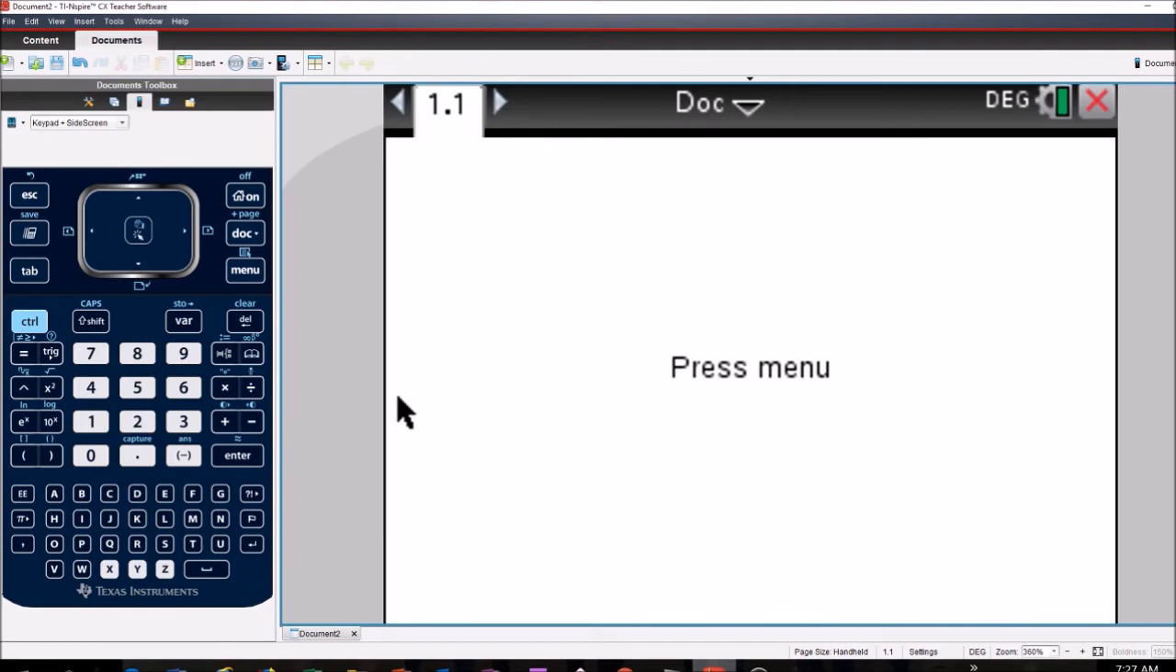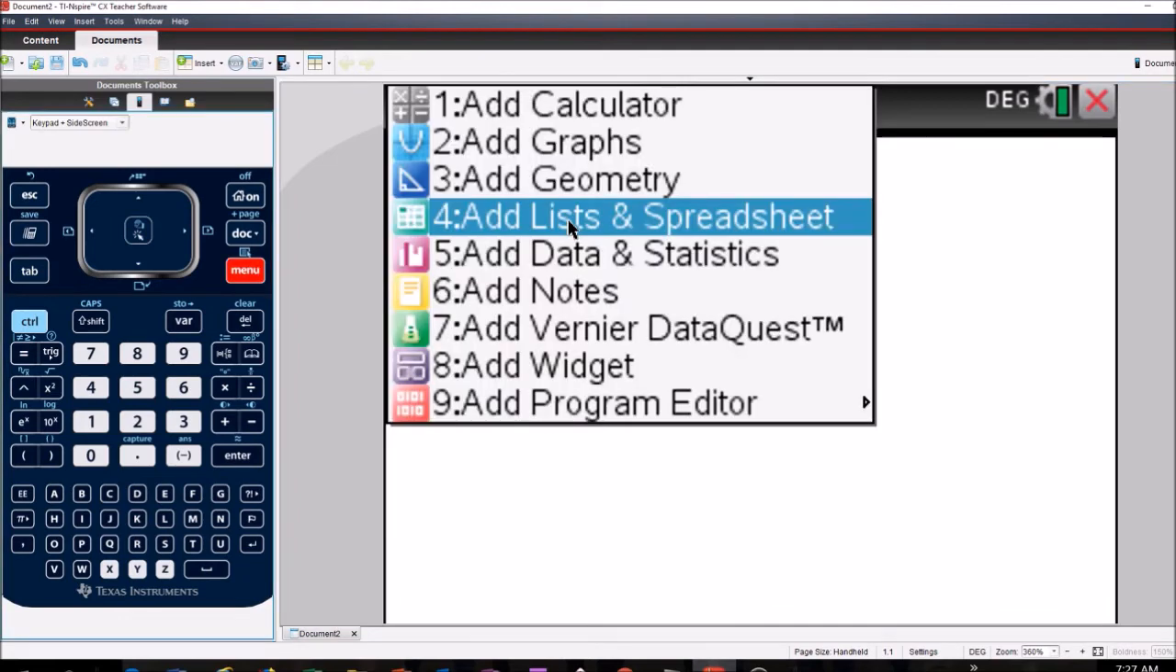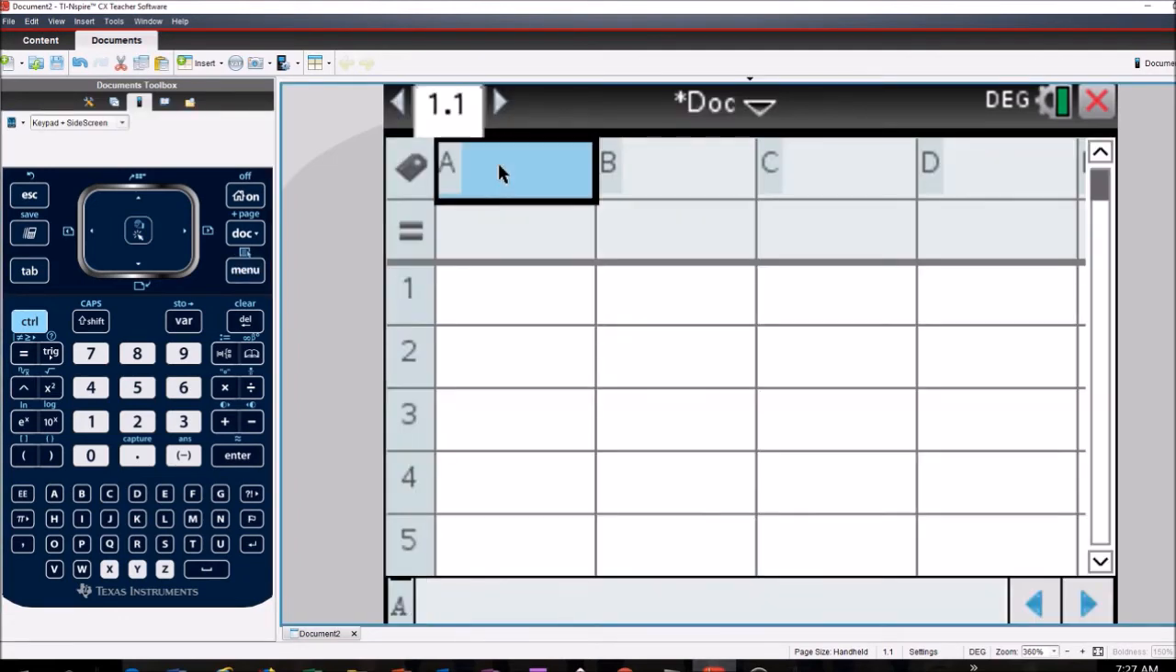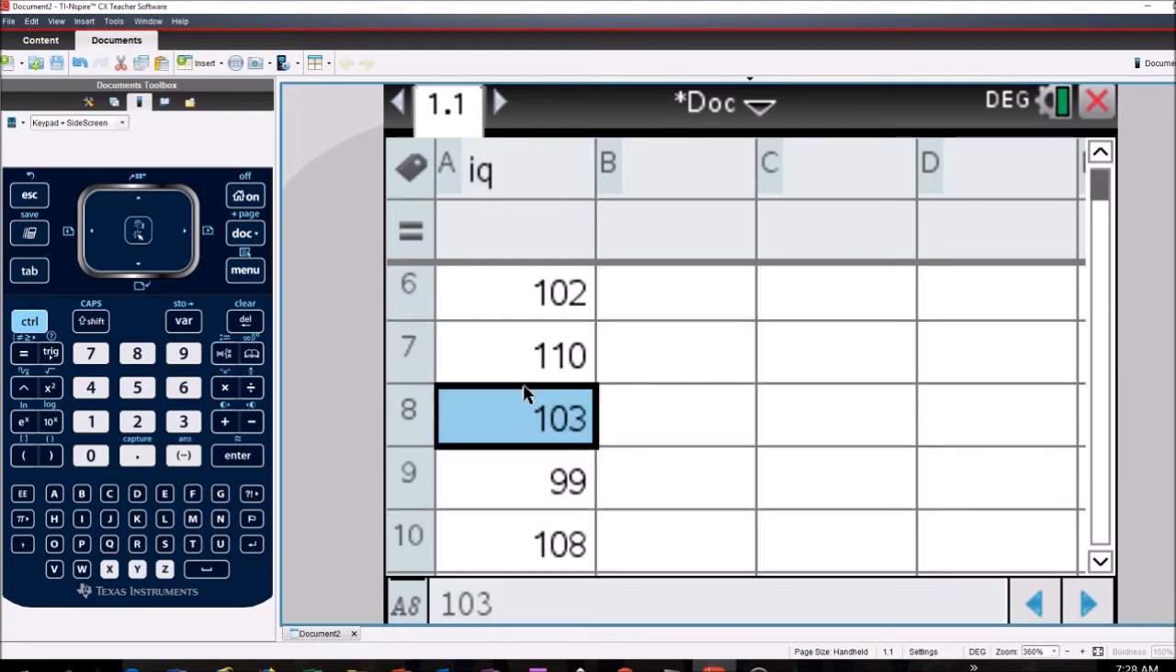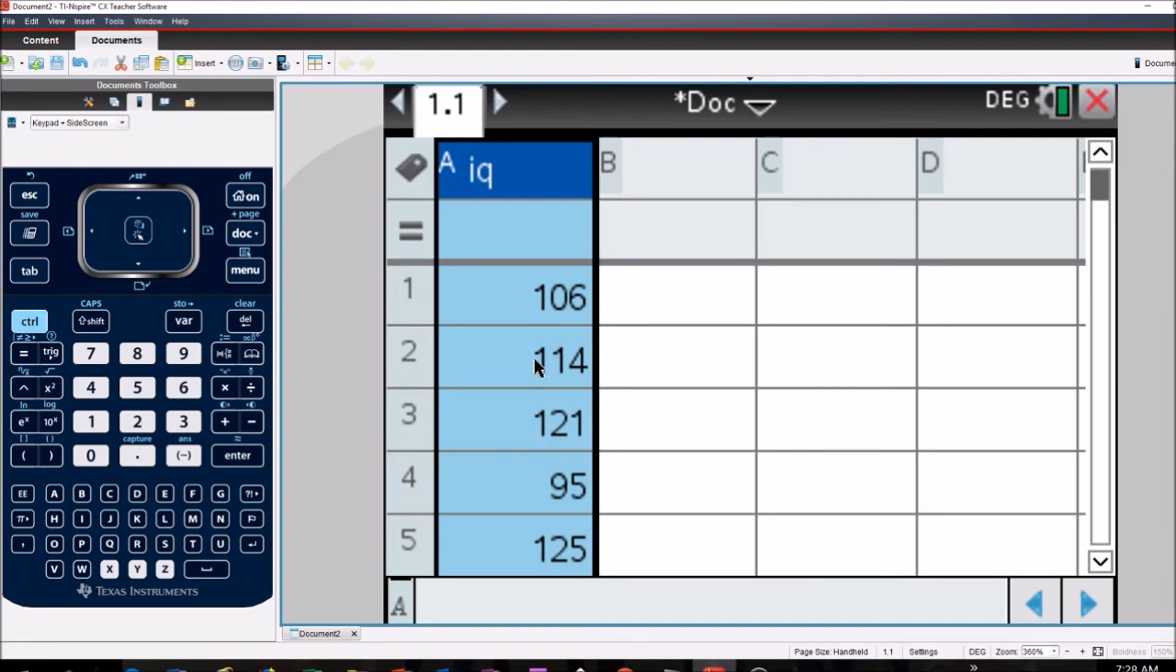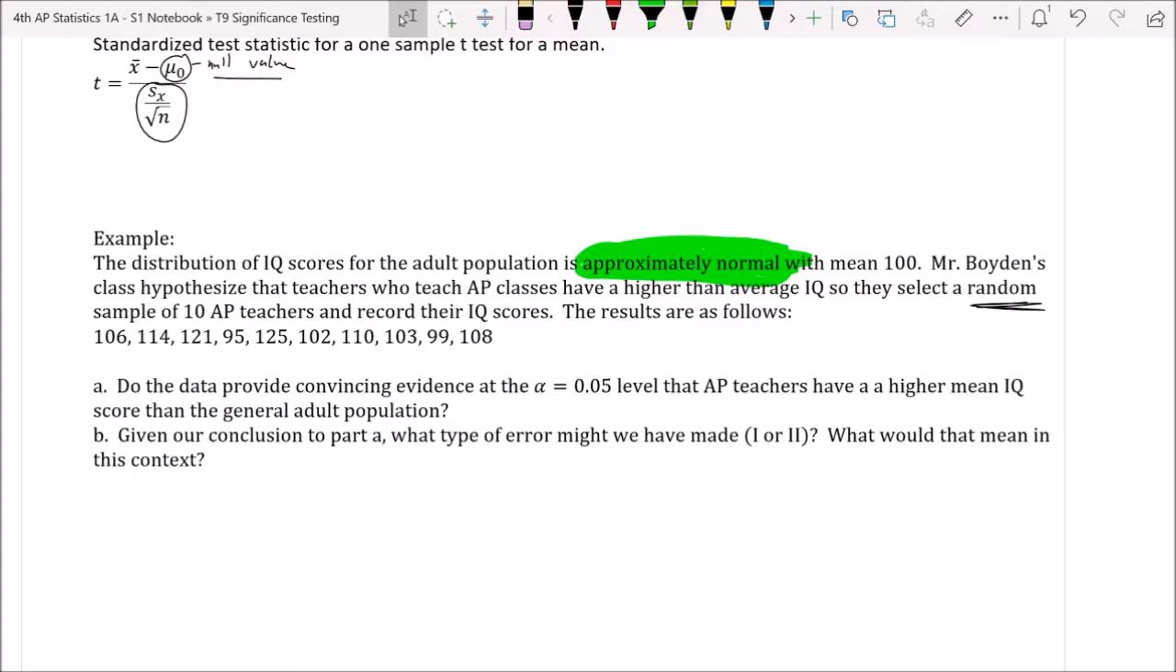And so give yourself a lists and spreadsheets screen. And let's fill in the scores. Now that we have our scores typed in, we are almost ready to run our significance test. Let's return to the question for a moment. One thing we'll need to do before we can even dream about writing out that information is figure out what our hypotheses are. So our null and our alternative.